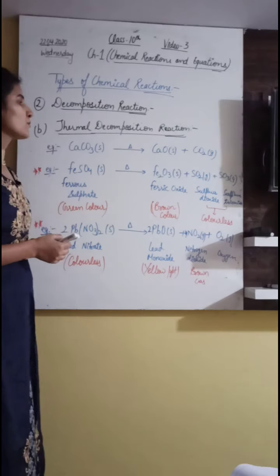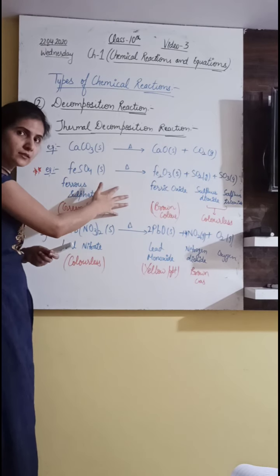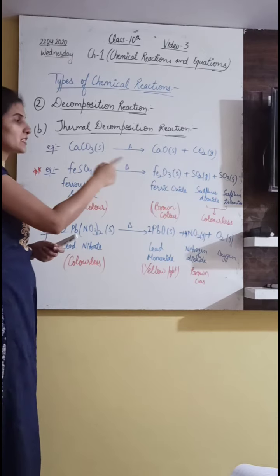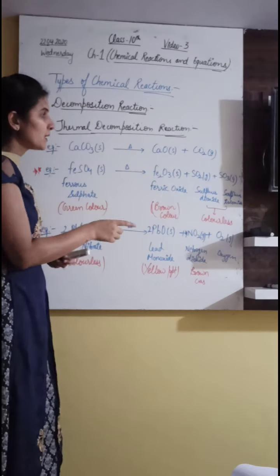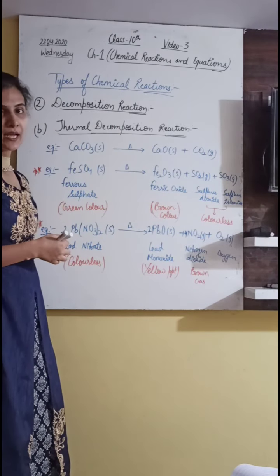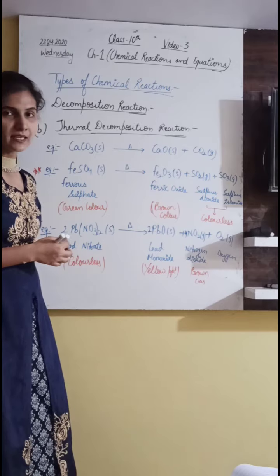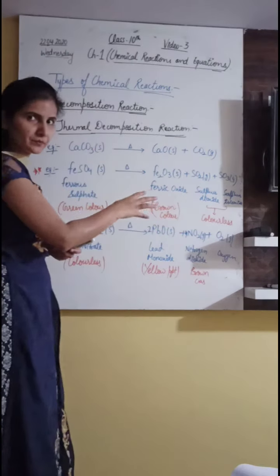Okay, so what are the products formed in this reaction? This reaction you have to learn. In this, ferrous sulfate will change into ferric oxide, which is brown in color, along with the production of SO2 and SO3, sulfur dioxide and sulfur trioxide. Both are colorless in nature. So colorless gas will form.